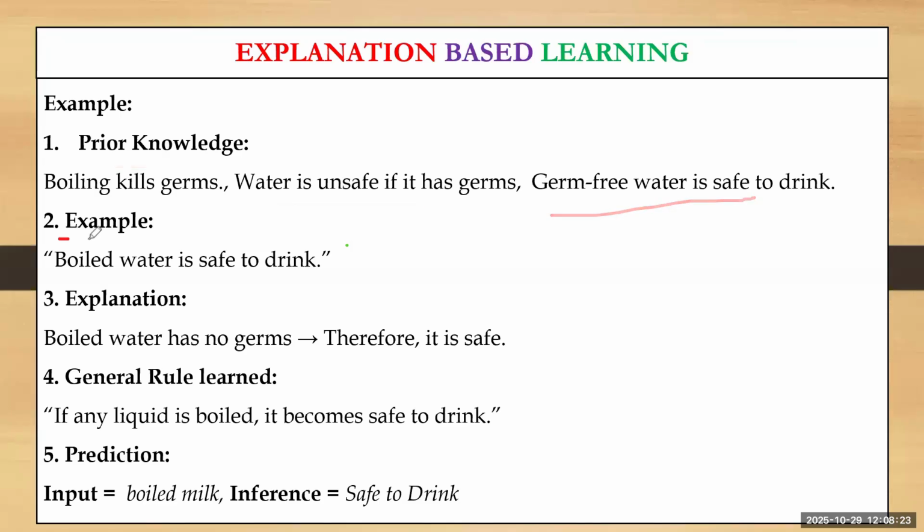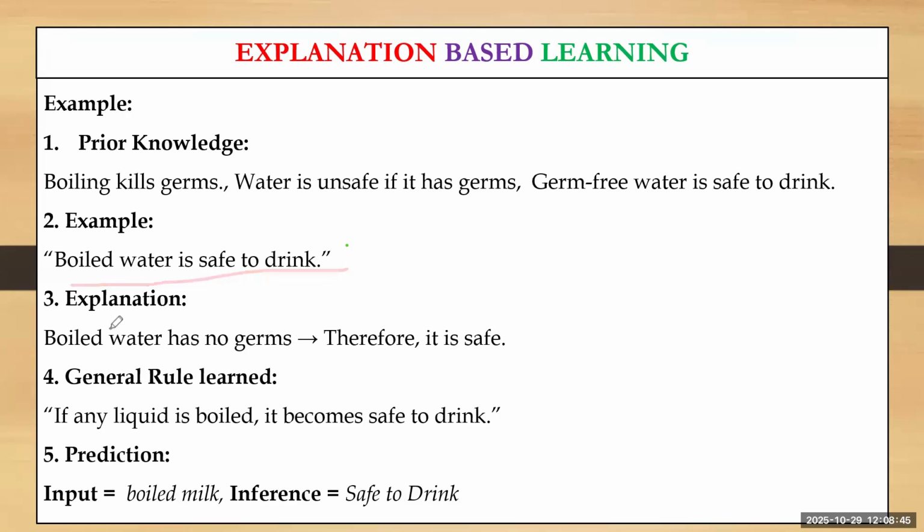And then the next one is the example. Now we are giving the data to the system. Boiled water is safe to drink. This is the example, this is the data we are given. And then the system will give the explanation now. Why was this example given?